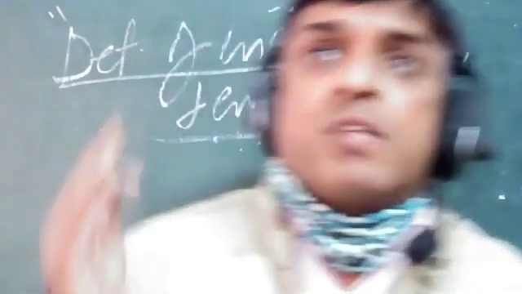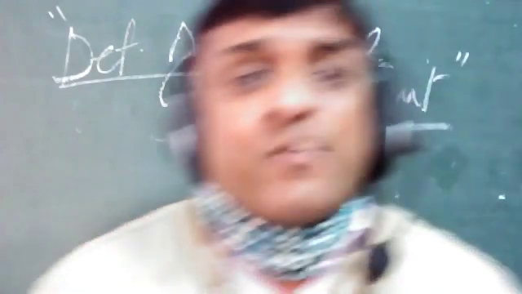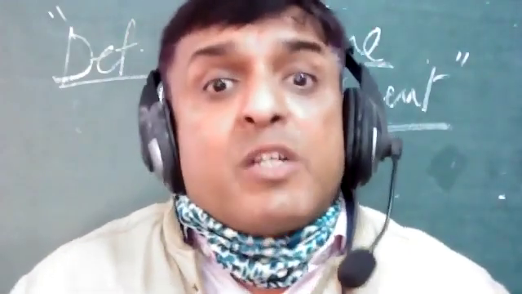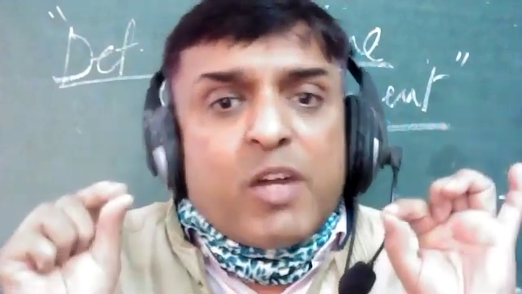Suppose a person earns 50,000 rupees, out of which he has to pay tax worth 10,000 rupees. So what is the remaining amount available to him for consumption purpose? 40,000 rupees. This 40,000 rupees is known as the disposable income.